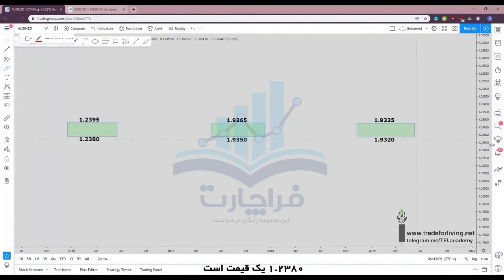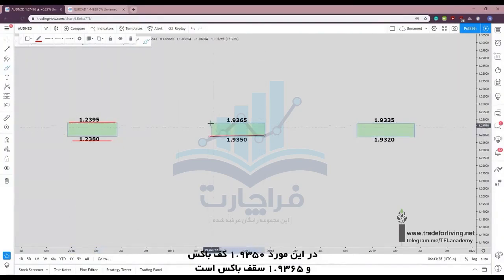1.2380 is a price, basically a price in the market on a pair, in this particular case AUD/NZD. So we have this price here, that is the low of the box, and 1.2395, which is the high of the box. In this case, 1.9350 is the low of the box, and 1.9365 is the high of the box. And in this case, you have 1.9320, which is the low of the box, and 1.9335, which is the high of the box.